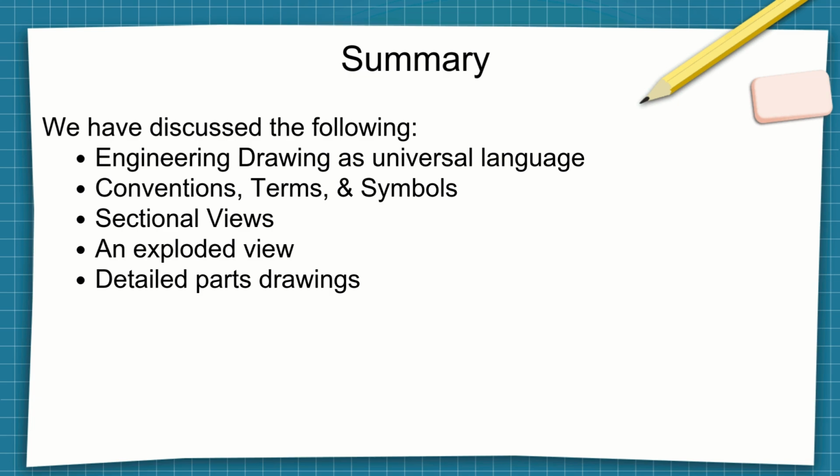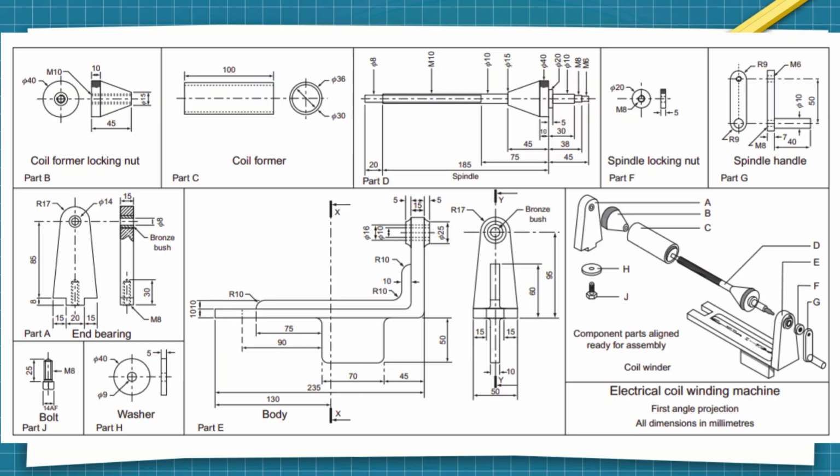Summary. To summarize, we have discussed the fundamental elements of an engineering drawing. Engineering drawing as a universal language, the importance of conventions, terms, and symbols, how to interpret sectional views and an exploded view, and how to read detailed parts drawings and the dimensions. You have now successfully navigated the technical blueprint for an electrical coil winding machine.